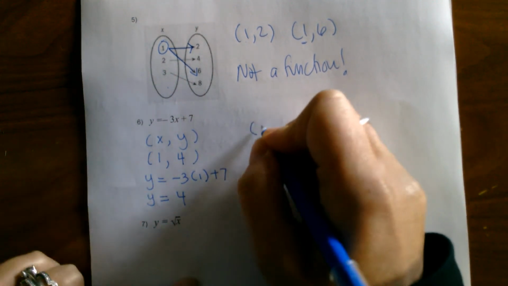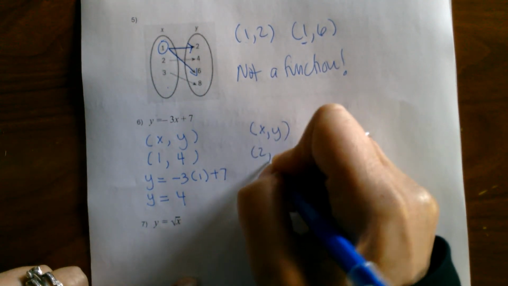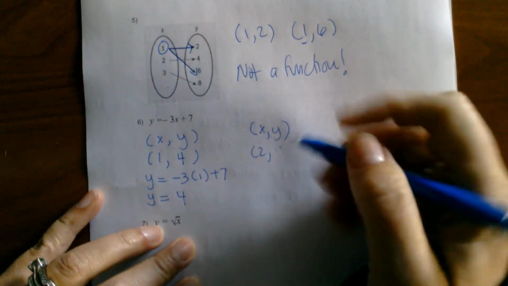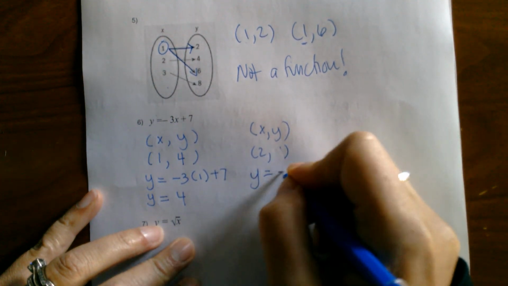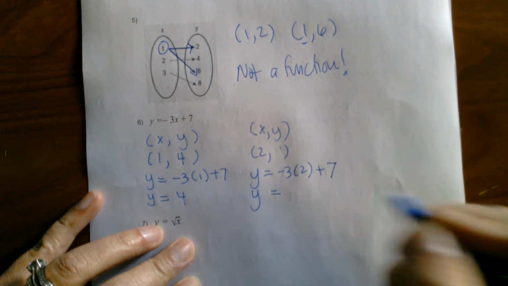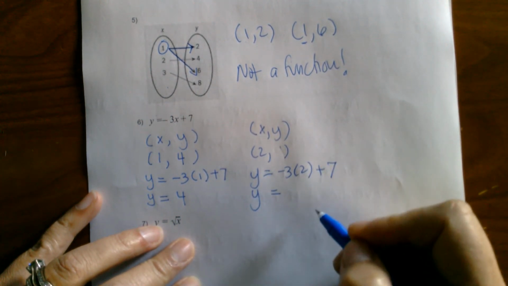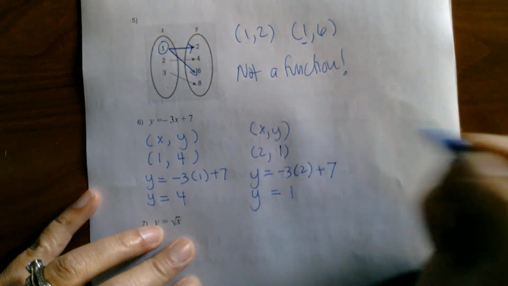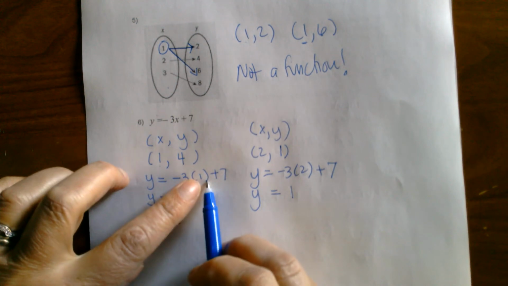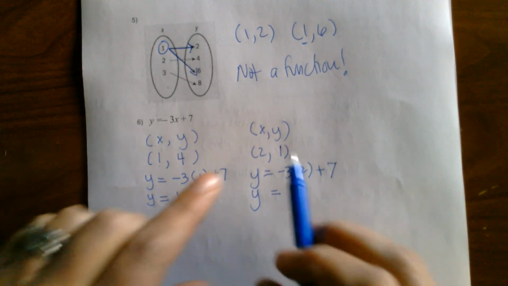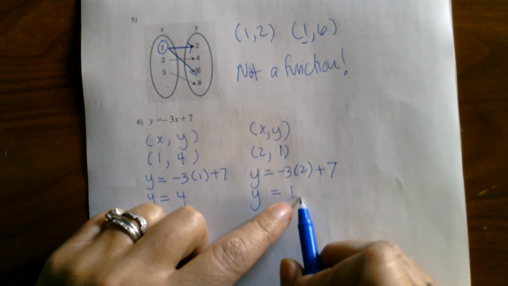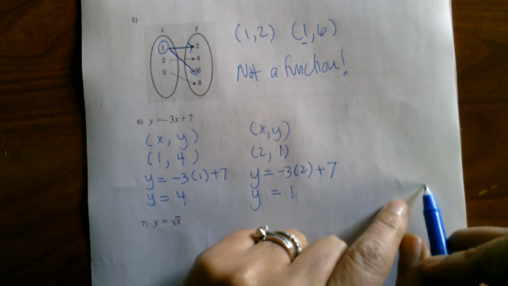Okay, let's see. Let's try the number 2. So we're going to input or substitute in 2. And we are going to get out, that's -3 times 2 is -6 plus 7 is 1. Okay, so here we see if we input 1, we substitute it in, we are always going to get 4. We input another number, we're going to get 1, which is we input 2, we got out 1. If we input 3, we're going to get out another number.